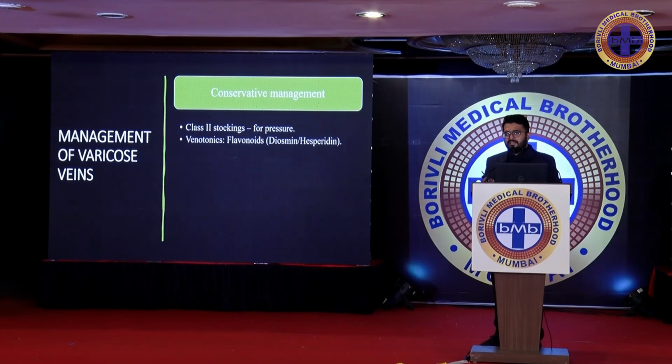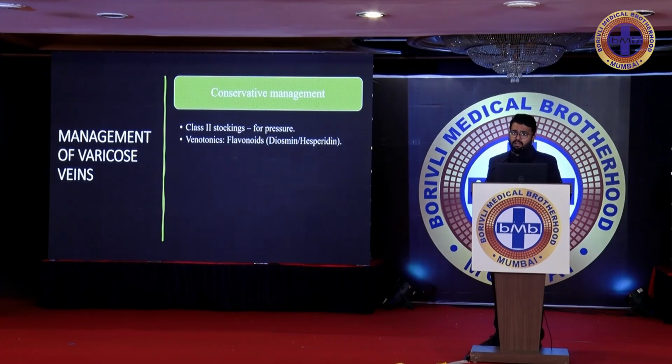So basically stockings are 1, 2, 3. Class 1 gives a pressure of less than 10. Class 2 gives a pressure of 15 to 25, and class 3 is the DVT stockings, which gives a pressure of more than 25. So for treatment of varicose veins, we must stick to class 2 compression stockings, and we can additionally supplement that with some venotonic agents.